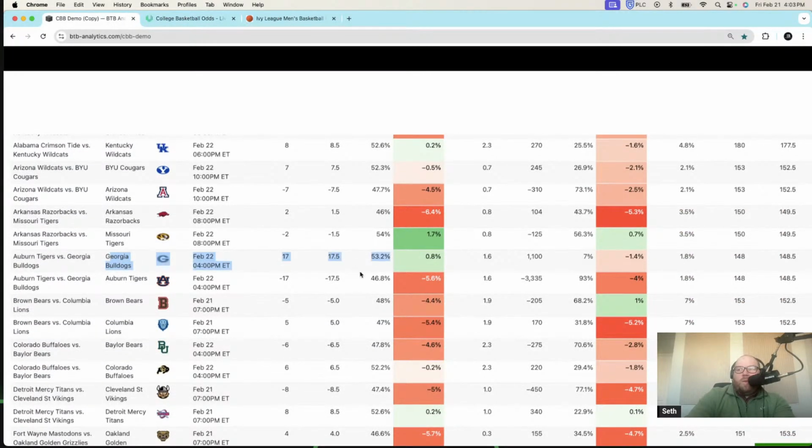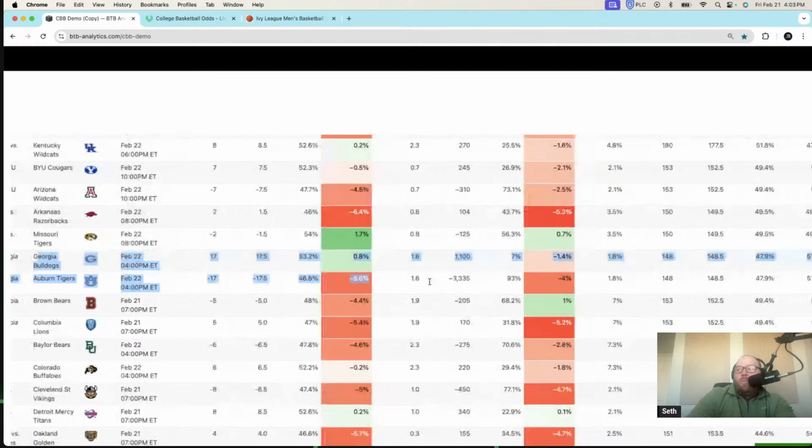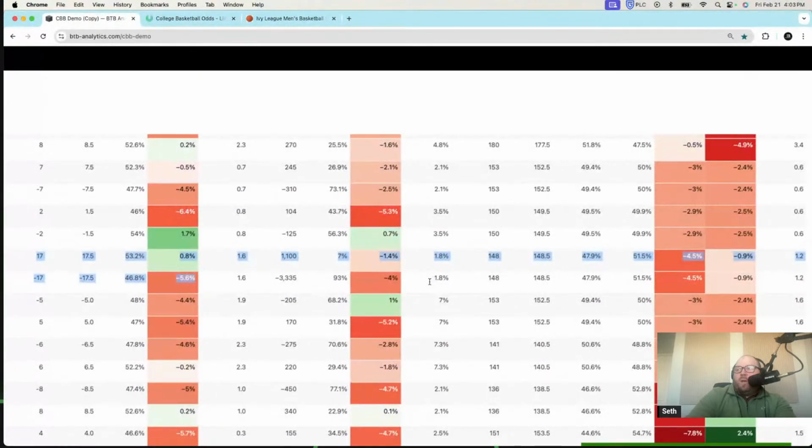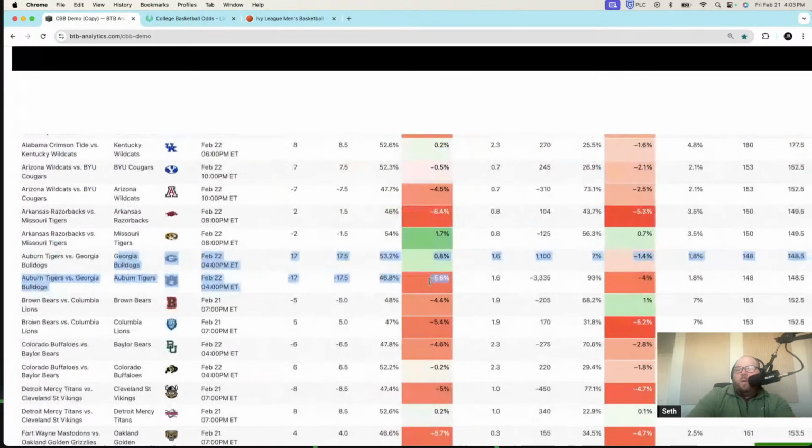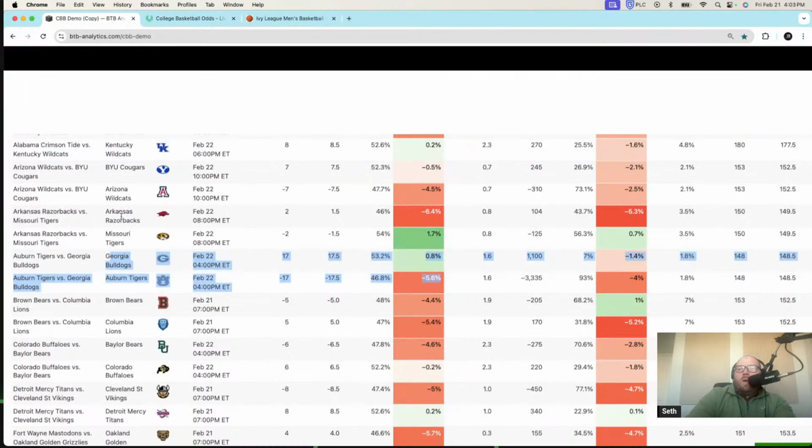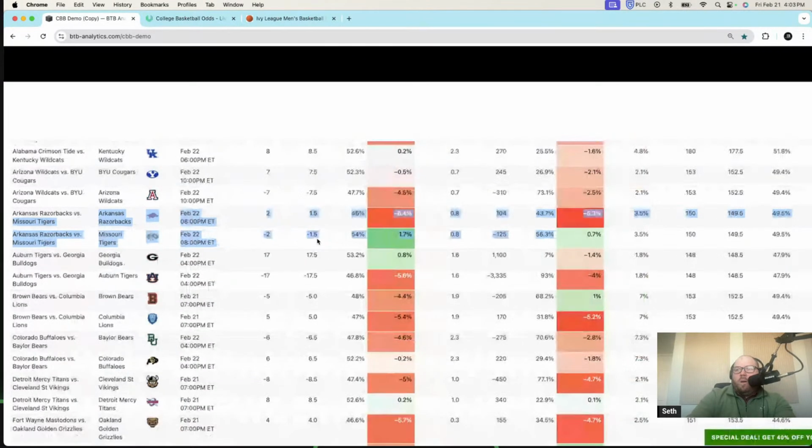We make the number minus 17. A teeny bit of value on Georgia. I would not bet it, 0.8%. Everything else priced well. There is a game to play in the Mizzou game, though, personally. Minus 1.5 for Mizzou at minus 106, I think, is good value. Really good value there.